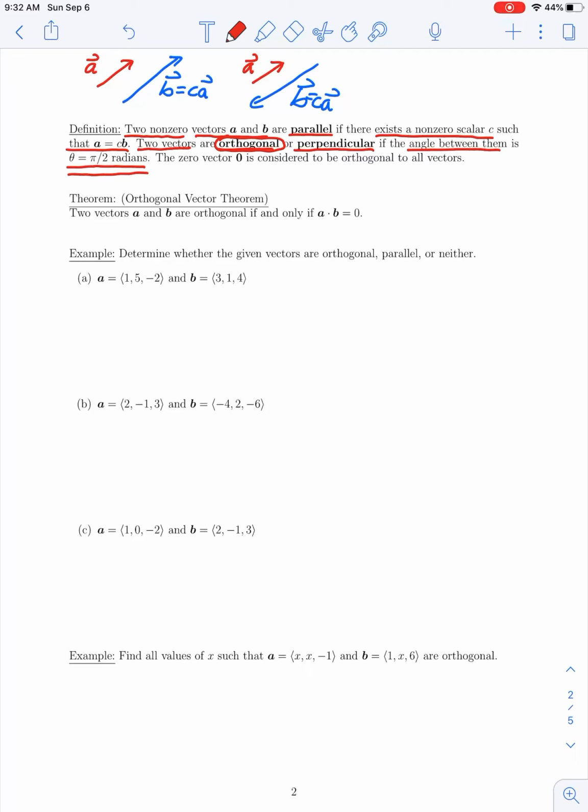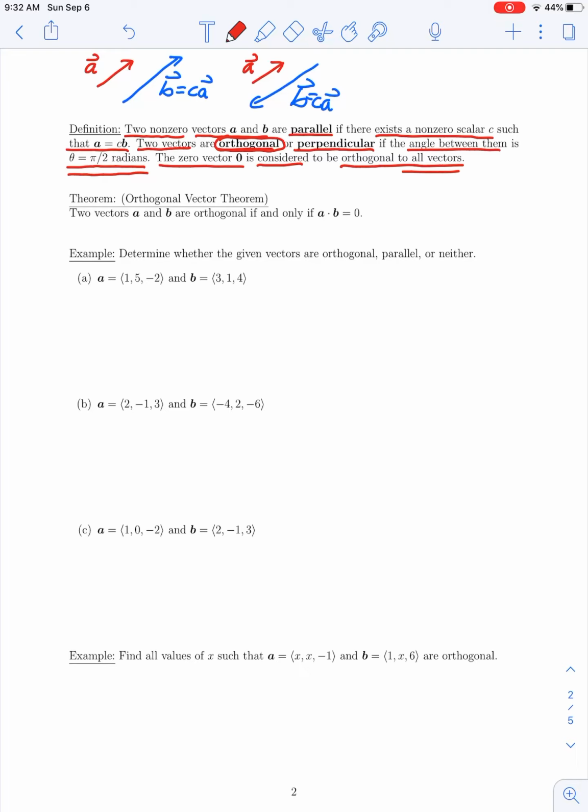Now, some convention that we give here is that the zero vector, so that is the vector whose components are all 0, is considered to be orthogonal to all vectors because it's the only vector that doesn't have any direction. So technically, we will use the convention that it is orthogonal to every vector since it has no direction. We would say it forms a 90-degree angle with any vector.